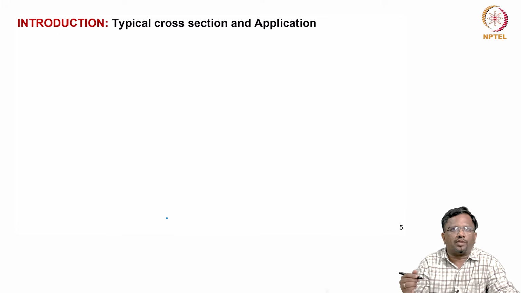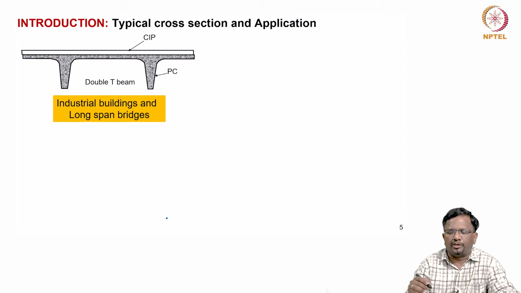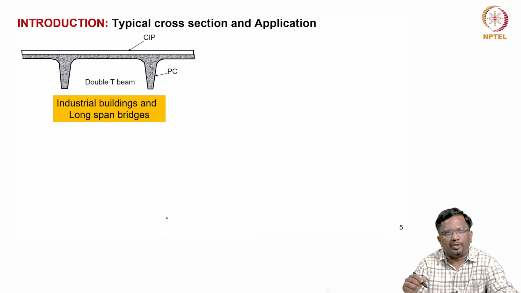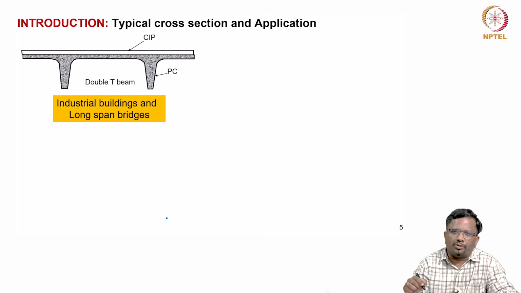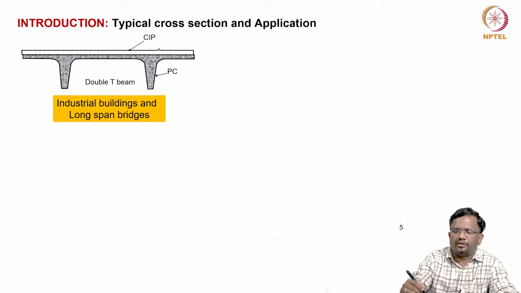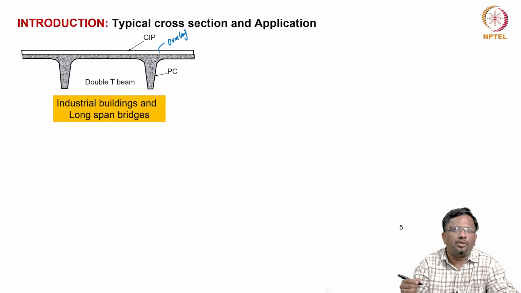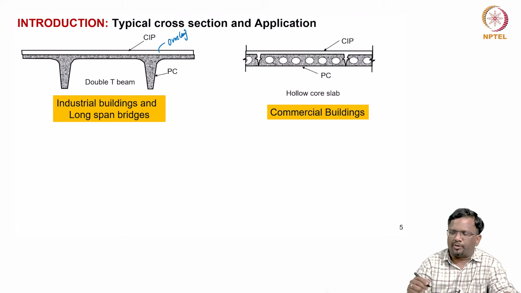Now, what are the typical cross section and applications? So, you can see here usually double T's are provided, particularly in precast buildings and parking garages. And then on top of this double T precast pre-stressed elements, you provide cast in place slab typically to create a continuity, which is also called as a diaphragm action. Overlay is actually provided. This is usually called as a overlay. Usually this is made from cast in place construction. This is used in industrial buildings and long span bridges also.